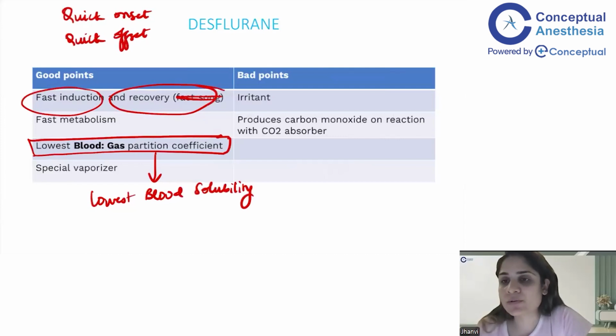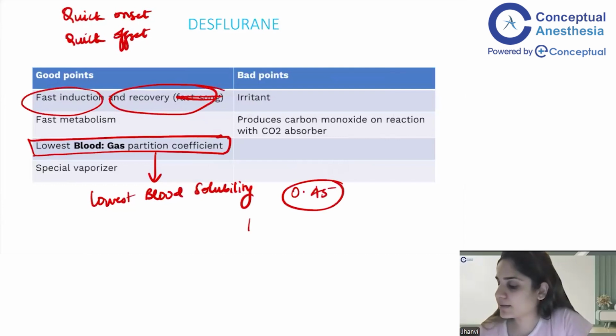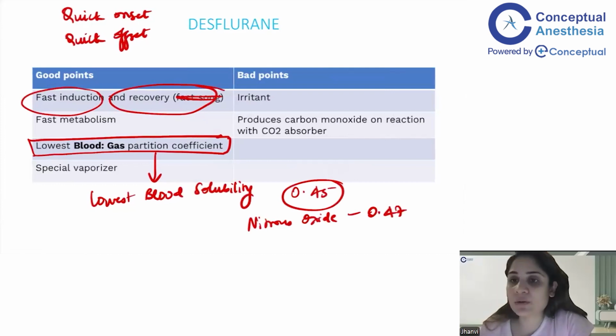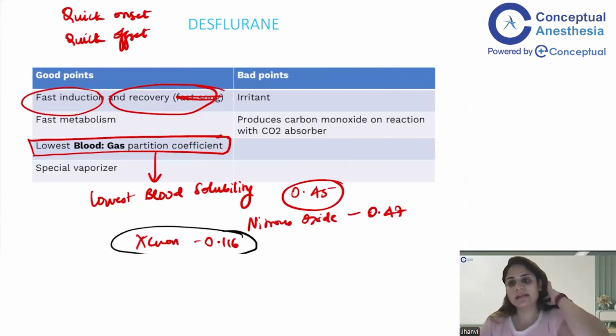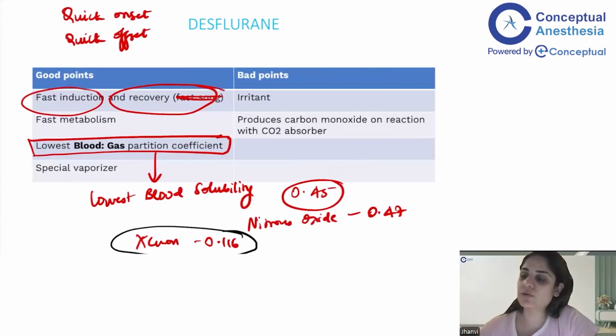Okay, so desflurane has a blood gas solubility of about 0.45. Other than this, nitrous oxide has a blood gas solubility which is close to desflurane, at 0.47. And actually, if we go for the agent which has the lowest blood gas solubility overall, then it is Xenon. Xenon has a blood gas solubility of about 0.116. But as we all know, Xenon is not a very common agent. Xenon is hardly available to us, and it is very difficult to extract it from the environment. So even though Xenon has the lowest blood gas solubility, we can't use it much.